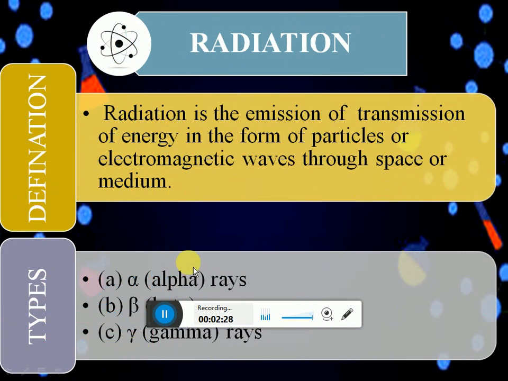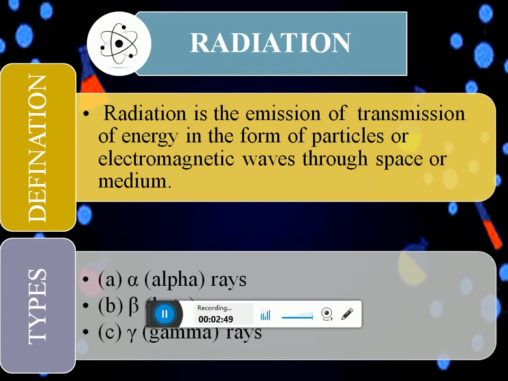Our next topic is radiation. As I have told earlier, what is radiation? Radiation is the emission of energy in the form of particles or waves through space. Suppose there is a radioactive element, how will it release its energy? It will release its energy in the form of particles or electromagnetic waves.